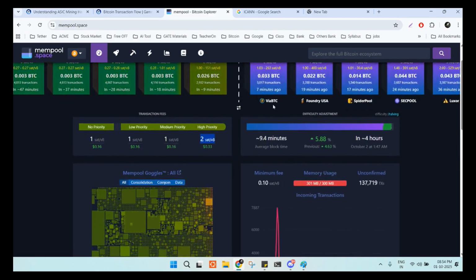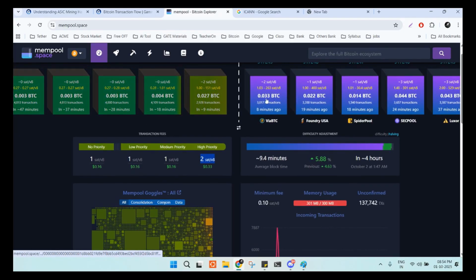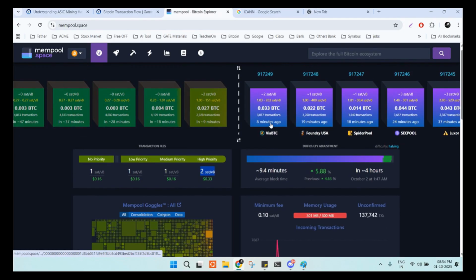And the miners, so these are the miners. Via BTC means these are the mining pools, and they have so many miners working with the mining pool. Maybe this transaction has been validated by Via BTC. So the reward, which is 3.125, along with the total transaction fees, they will be receiving it.